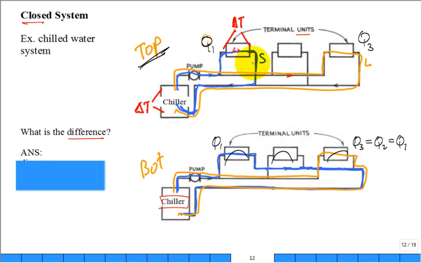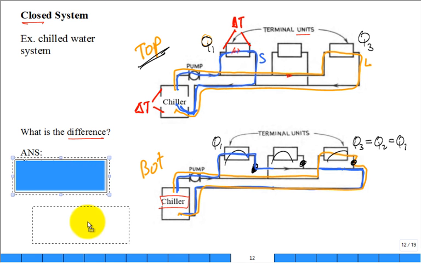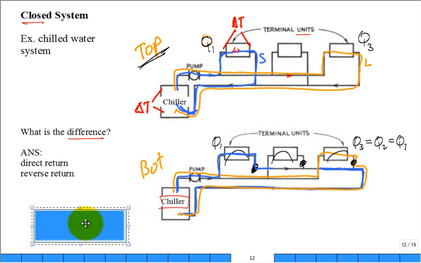As fast as it could. Let's compare this one on the bottom. Once it came out of the air handler unit, right here, how did it get back to the chiller? So anyway, here are the terms. Hopefully these terms make sense. It's direct return. It's the shortest return, getting me back to the chiller.